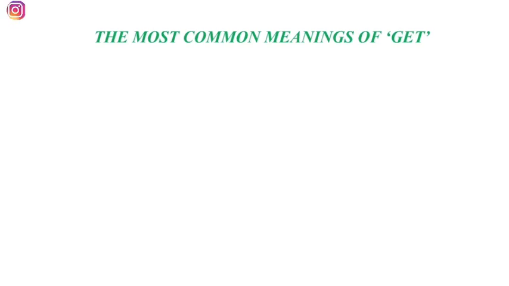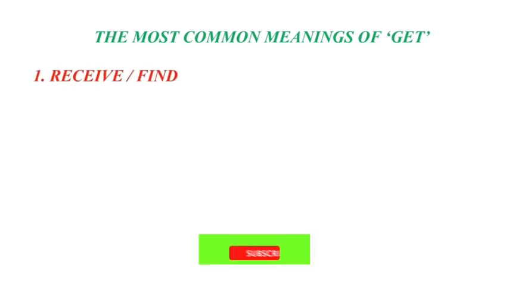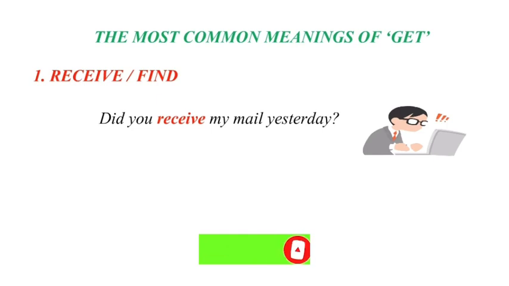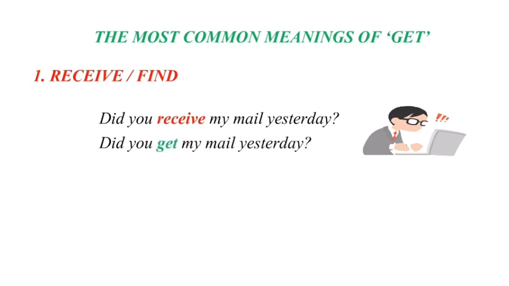The most common meaning of the word get that you will see in conversation very often is receive or find. So, whenever you use the word receive in your sentence, you can easily replace it with the word get. For example, you sent a mail to your friend and now you want to ask your friend, did he receive your mail or not? In place of receive here, you can use get. Did you receive my mail yesterday? Did you get my mail yesterday?